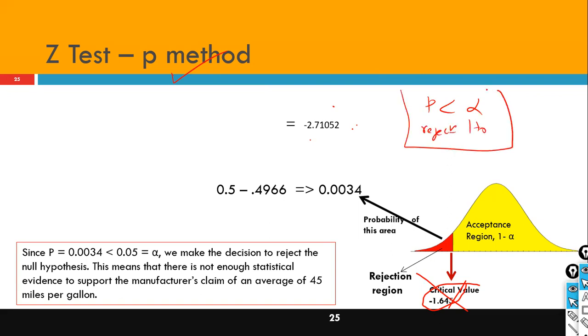This is the universal truth. Even if you do statistics in a PhD, this rule is applied. That's why in statistics, conducting any test and interpreting it is very, very easy. If the p-value is less than alpha, reject the null hypothesis.